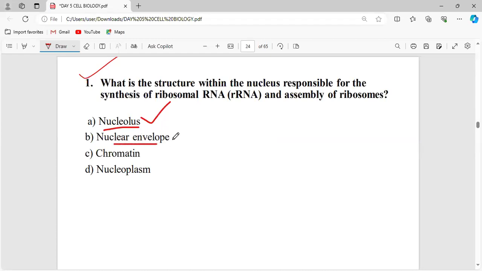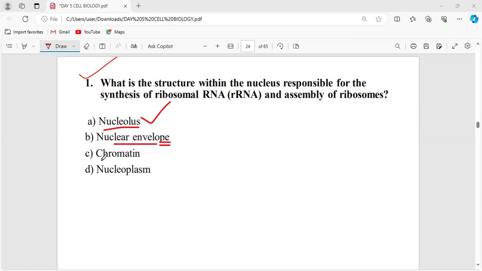And what about this nuclear envelope? Nuclear envelope is made up of how many membranes? Two membranes. Okay, and what is that? Outer membrane and the inner membrane, and these two membranes are collectively called the nuclear envelope. This nuclear envelope will have lots and lots of pores through which materials are transferred from the nucleus to the cytoplasm and from the cytoplasm inside the nucleus.